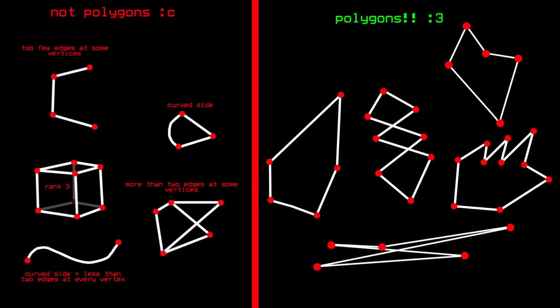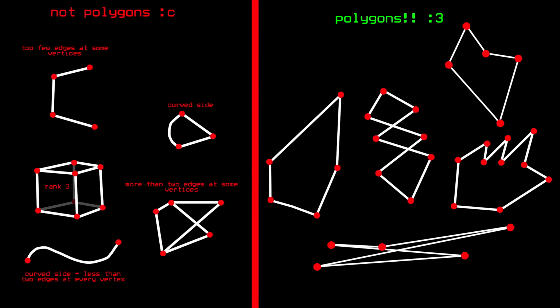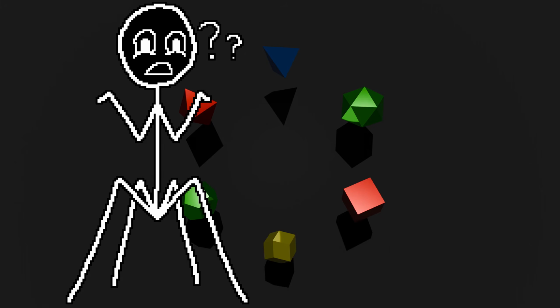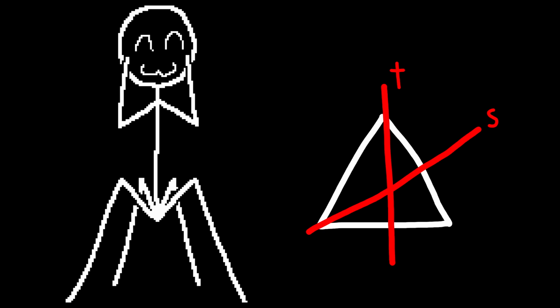For a shape to qualify as a polygon, it must be a set of points in 2D that are connected by edges where every vertex has 2 edges connected to it. No more, no less. This is called diadicity. These polygons are cool, but how should we categorize them? Well, symmetry is cool. I like symmetry. So let's categorize them on that.